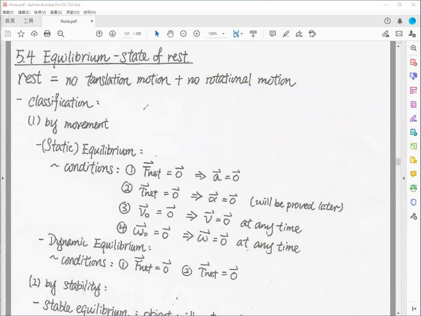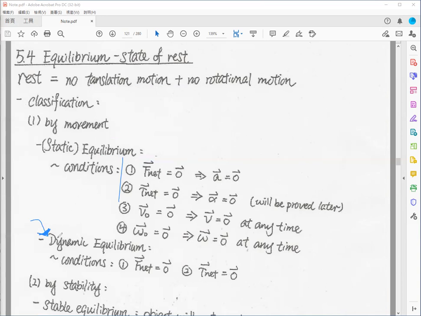We can define equilibrium in different ways. In most of the cases, when the question talks about equilibrium, just remember this criteria. Remember, in most of the cases, the question is talking about this one, dynamic equilibrium. In this case, the object can still move with constant velocity or rotate with constant angular velocity.